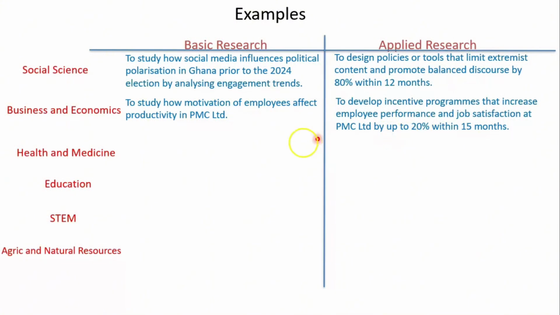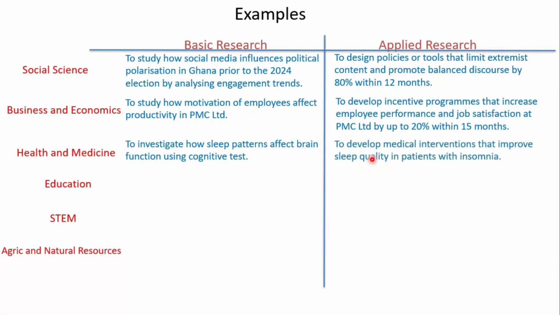Is that okay? Then a researcher in health and allied sciences may want to investigate how sleep patterns affect brain function using cognitive tests. He wants to advance his knowledge on that. So that is basic research. But applied research will be like developing medical interventions that improve sleep quality in patients with insomnia. So there's a current problem, and his goal is to develop a medical intervention through research. Is that okay? So that is applied research.